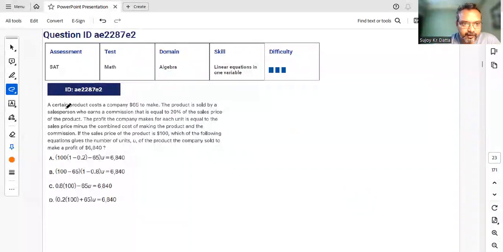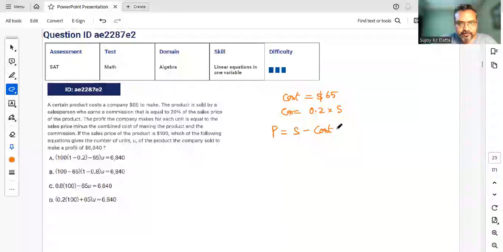It's saying a certain product costs a company $65. The product is sold by a salesperson who earns a commission of 20% of the sales price. Okay. So commission is 0.2 times the sales price. The profit, and this is commission, not cost, so let's put it as CM. And the cost is $65. The profit that the company makes for each unit is equal to the sales minus the combined cost of making the product and the commission. Okay. So the profit would be sales minus cost plus commission.